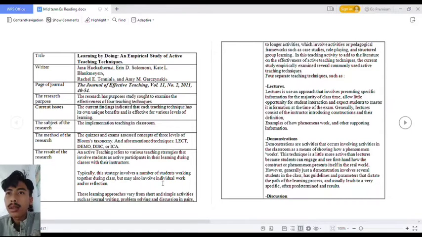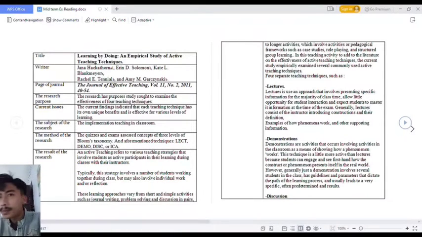Today I'm going to present about my midterm test. The title is Learning by Doing: An Empirical Study of Active Teaching Techniques. This is from a journal, written by Jana Hook, in the journal Erin Salaman, volume 11, number 2, 2011, pages 14 to 54.